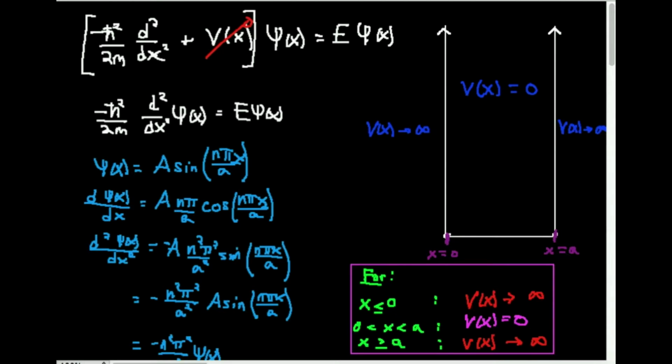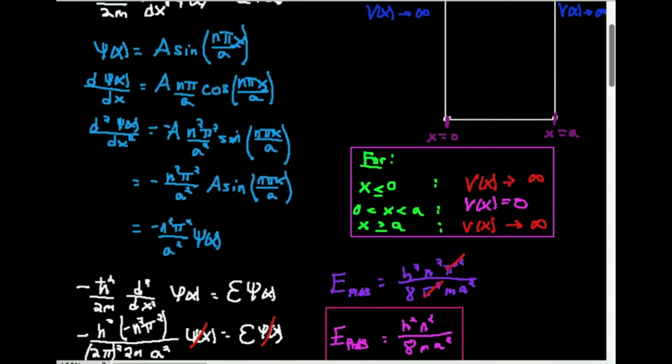But notice in the Schrödinger equation, I need the second derivative. So the second derivative of ψ with respect to x: if I differentiate cosine with respect to x, that's going to be a negative sine of nπx over a, but I have to multiply again by nπ over a. Multiplying nπ over a times nπ over a gives n squared π squared over a squared, and I have to keep this negative sign. So when I rearrange this into the form I really want, this is going to be negative n squared π squared over a squared times A sine of nπx over a.